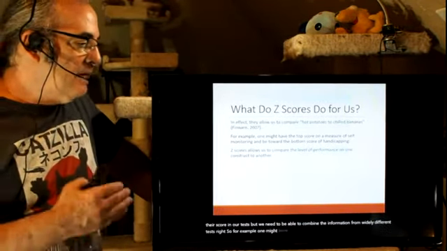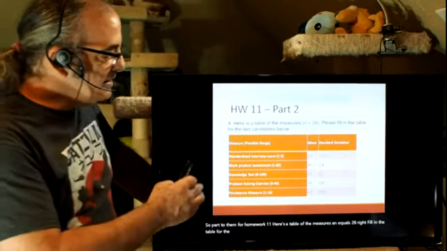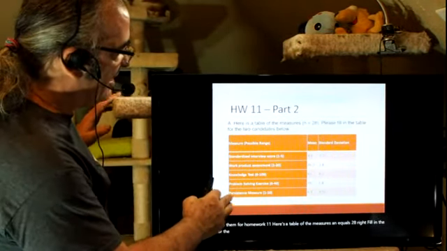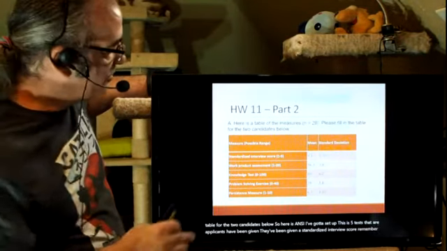So part 2 then, for homework 11, here's a table of the measures, n equals 28. Fill in the table for the 2 candidates below. See how I've got it set up? This is 5 tests that our applicants have been given. They've been given a standardized interview score. Remember that? You learned to develop a rubric to score interviews. Well, you're going to turn that into a standard score.